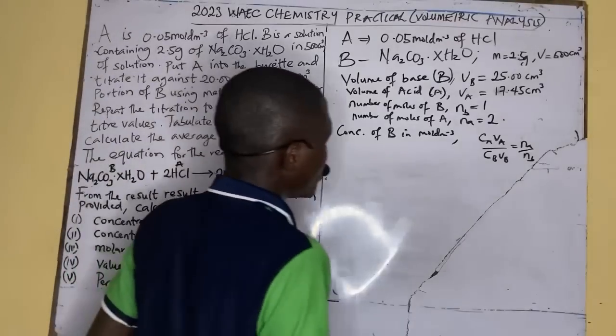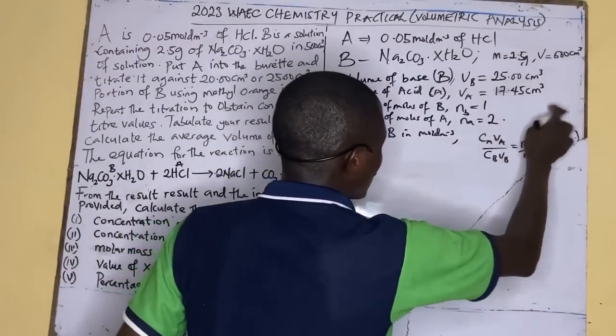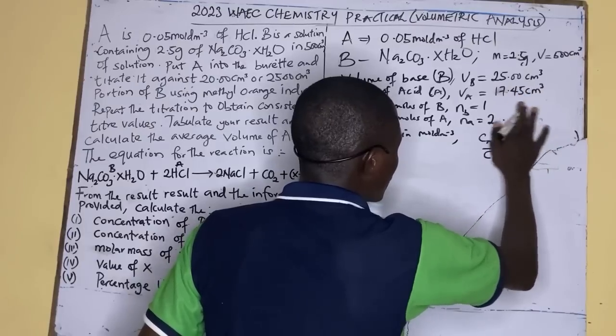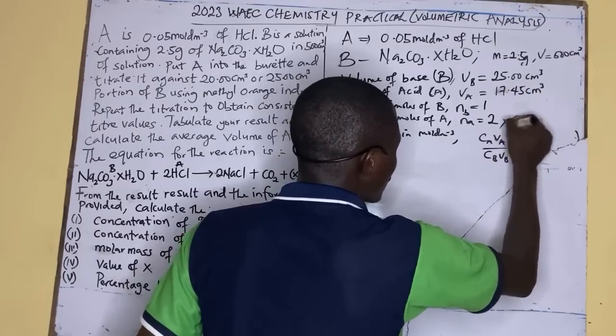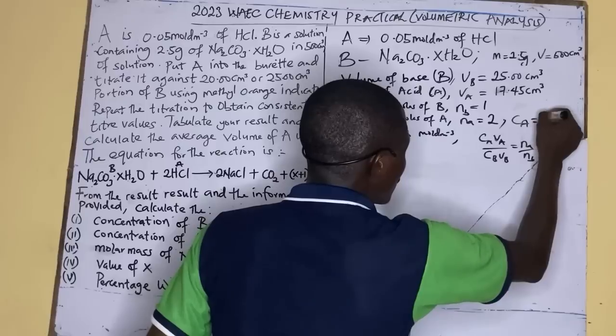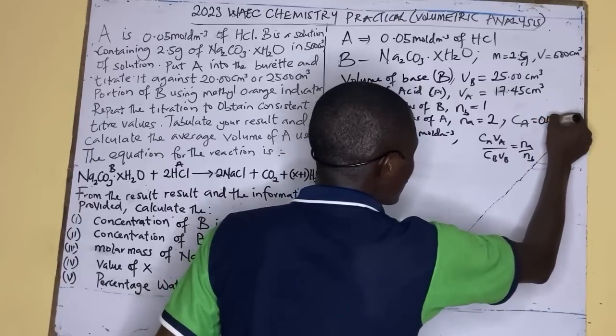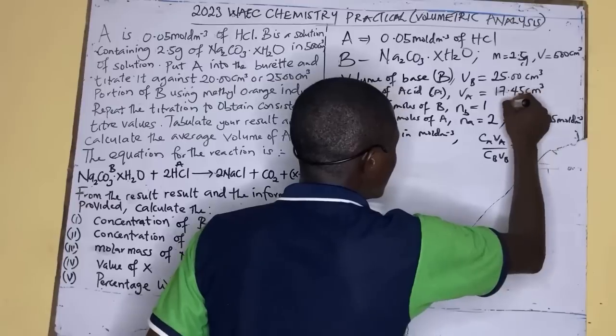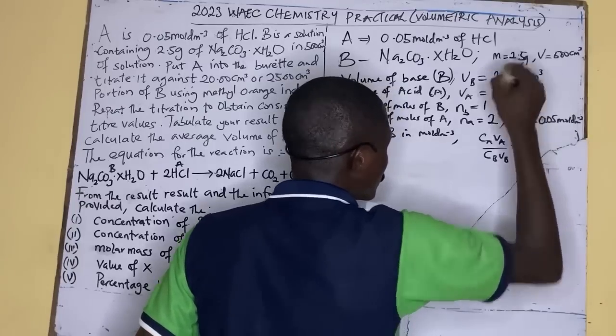So you can easily write down here so as to save our space. CA is equal to 0.05 mole per dm³. Then CB is what we are looking for, which is yet to be calculated.